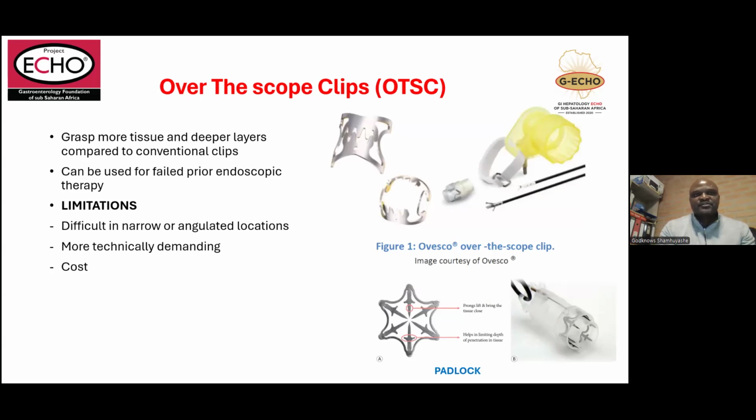It grasps more tissue and deeper layers compared to the conventional clips, and you can use it after failed prior endoscopic therapy. But the difficulty is that it's technically demanding, and it can also be difficult in narrow or angulated locations. So you have the Ovesco, and you can also use the Padlock as one of the over-the-scope clips.